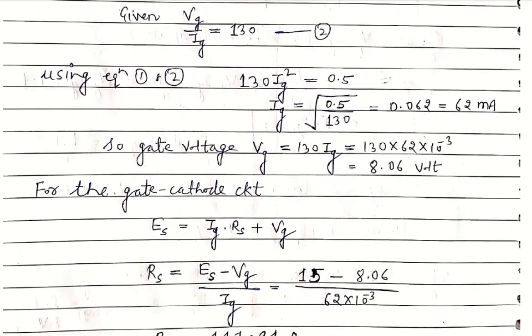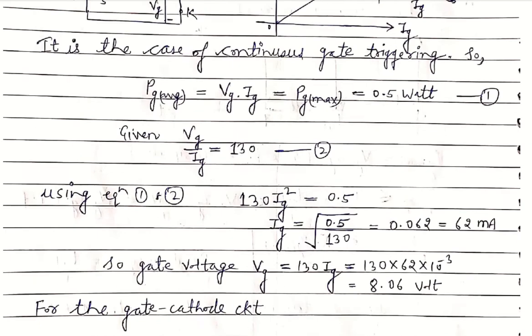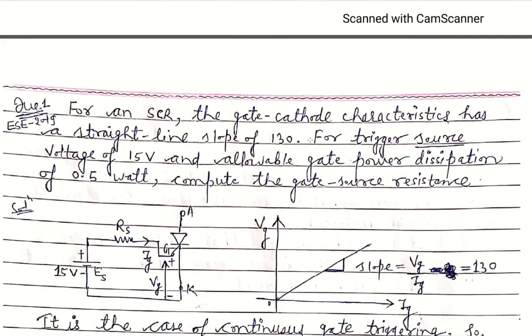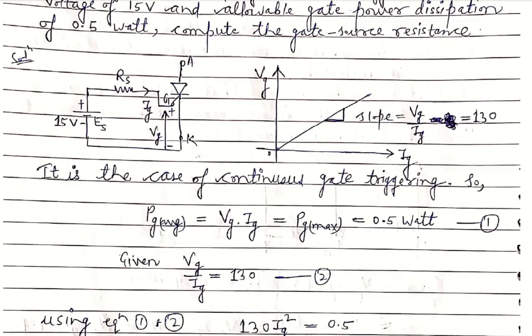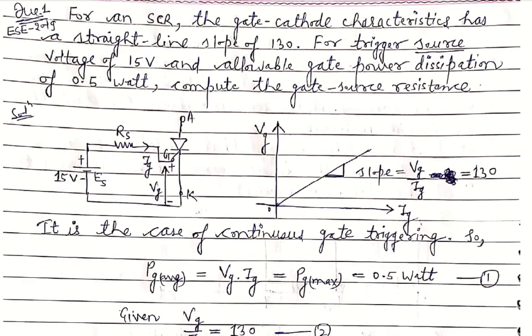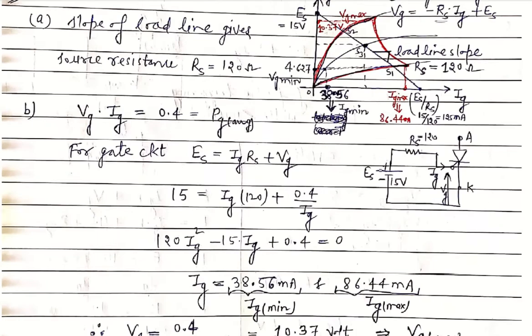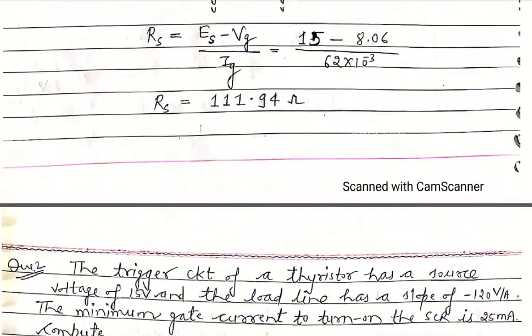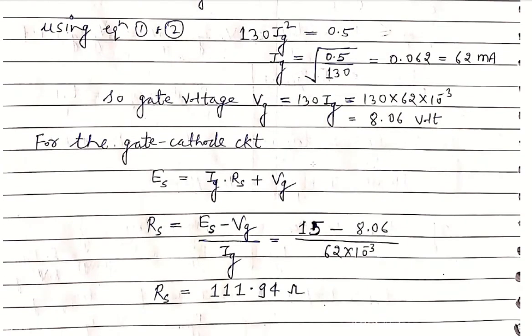We can find Vg and Ig now, but in this problem we have to find the gate source resistance, which is to be connected in series with the gate cathode terminal. So now we find the gate source resistance. In the circuit shown in the diagram, if we apply KVL, then Es equals Ig Rs plus Vg. We have to find the Rs.